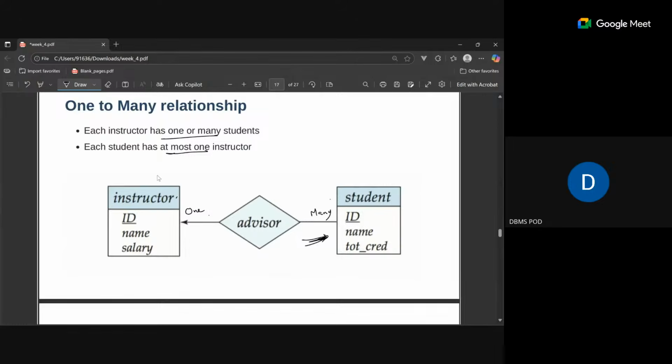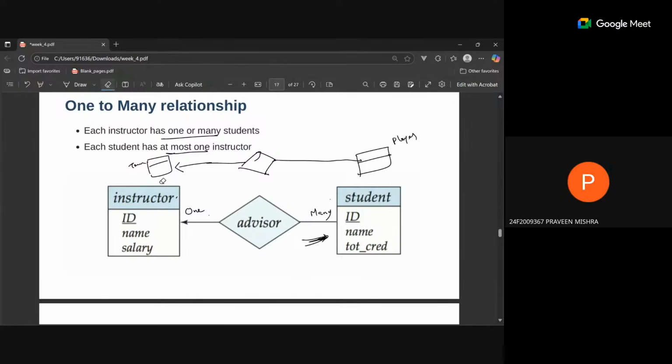You can again think, if you take this left side, as a team table, and the right side you can take as a player. So a team can have many players using this one-to-many relationship like this. Is it clear? Yes, sir. A player is related to only one team.